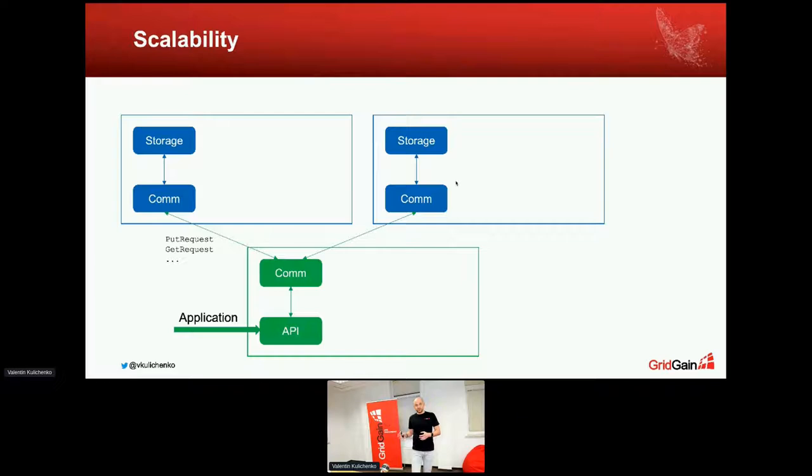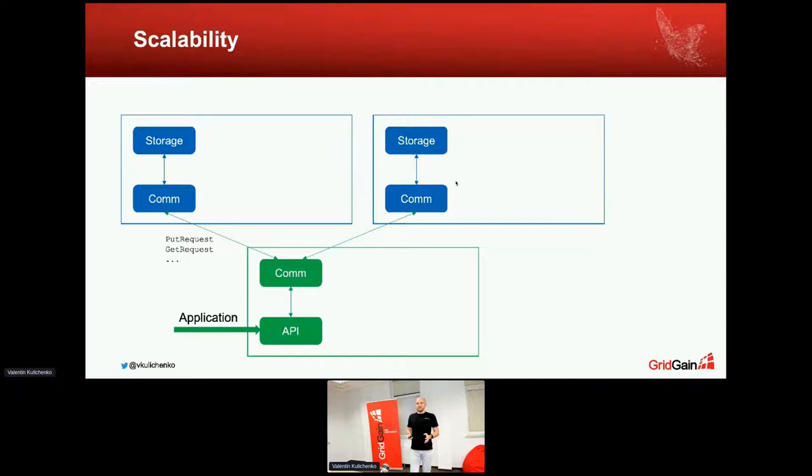It has the same storage component, the same communication component, and essentially the client can connect to both of them independently. But the thing is, at this point, they don't really know about each other. So there is no cluster. We just have two independent processes not aware of each other. So we need to fix that.